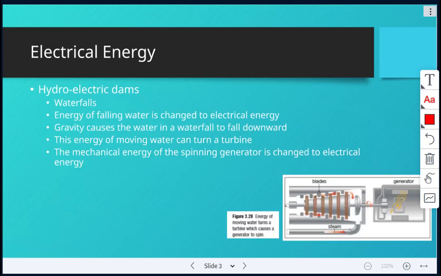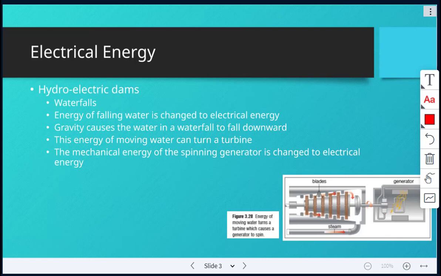All right, so next is electrical energy. We get our electrical energy in a variety of ways. Like fossil fuels, which we already saw in the video, can be used to produce electricity. Hydroelectric dams can also be used to produce electrical energy. Hydroelectric dams, these are things like waterfalls. The energy of the falling water gets changed to electrical energy.